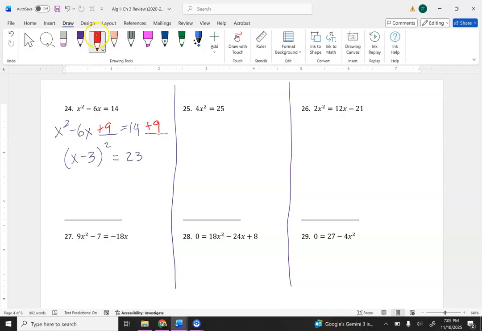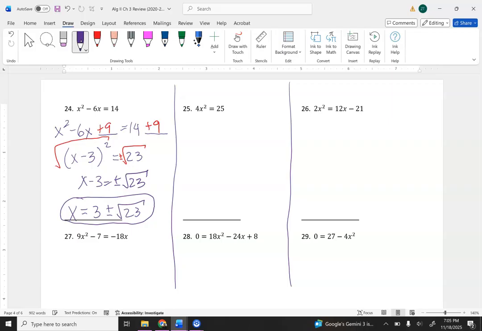Then we can square root both sides. If we square root this side, it's going to get rid of that square. And if we square root on this side, we have to allow for the positive and negative versions. So that means we have x minus 3 equals the positive or negative square root of 23. We don't really have to simplify 23 because 23 is a prime number. So if you try to break it up, it's not going to break up into anything except for 1 and 23. So then all we have to do is move the 3 over, and we get x equals 3 plus or minus the square root of 23.